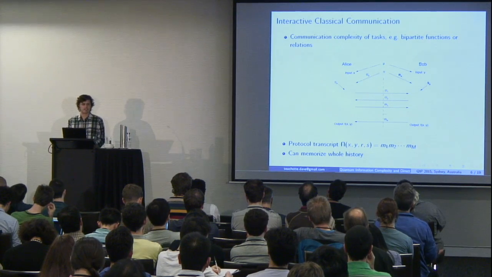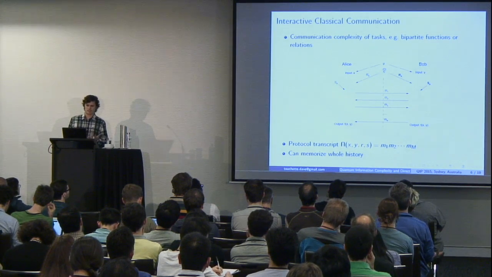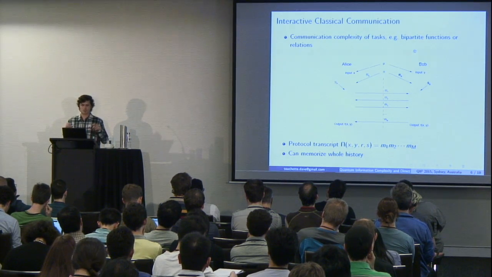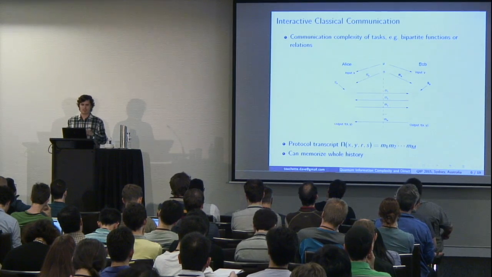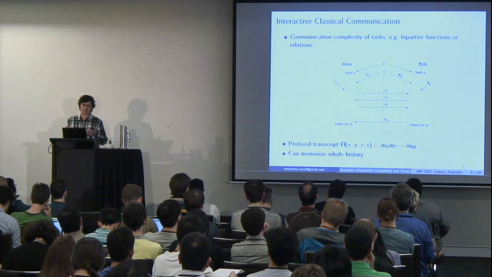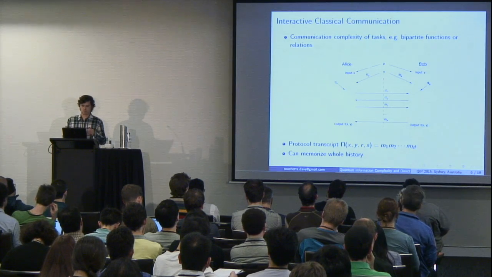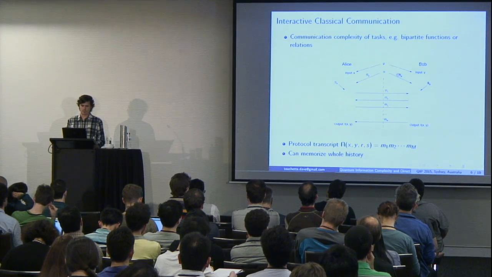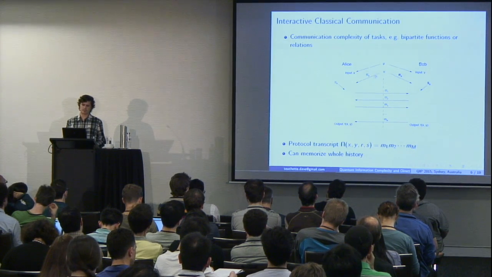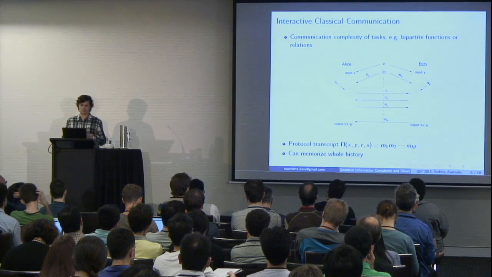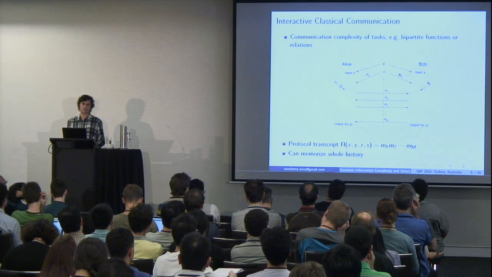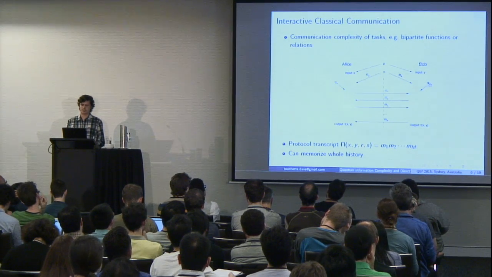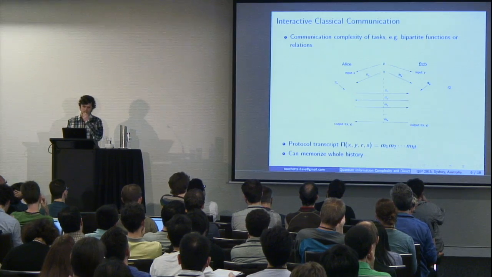Good. Now for interactive classical communication. In this communication complexity setting, once again I have Alice and Bob who have inputs x and y, and they want to compute a function f of x and y while minimizing classical communication. They will exchange a sequence of messages m1 up to mn. We allow them to have some pre-shared randomness r to minimize communication, but in this information setting we also allow Alice and Bob to have private randomness, S_A for Alice and S_B for Bob.